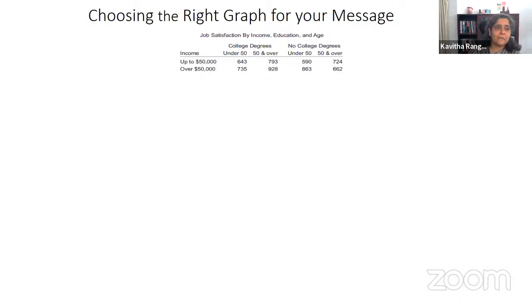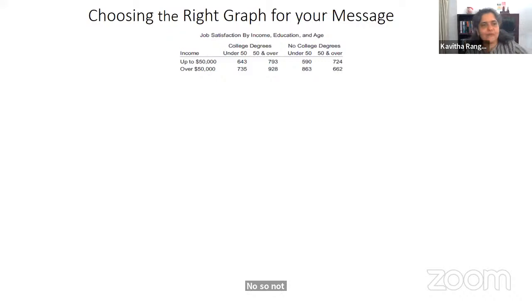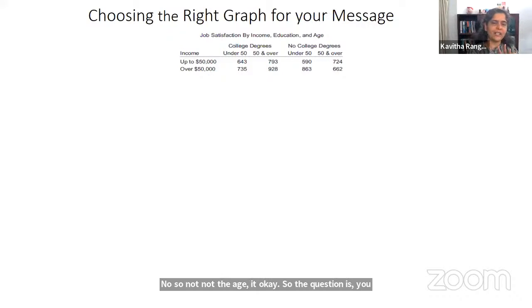So you have, Abhi, you have to say no college degree and it has to be coupled with the particular income category as well. Okay, so no college degree under 50. No, so not the age. Okay, so the question is you have 4 choices. College degree, low income, college degree, high income, no college degree, low income, no college degree, high income. Okay, these are the 4 different categories of people we have.